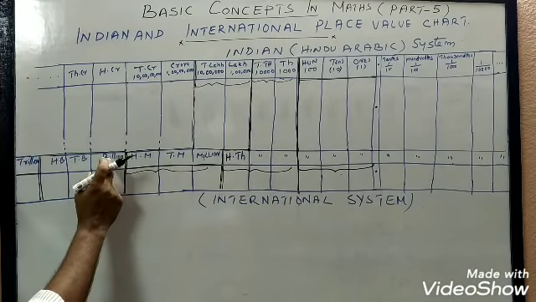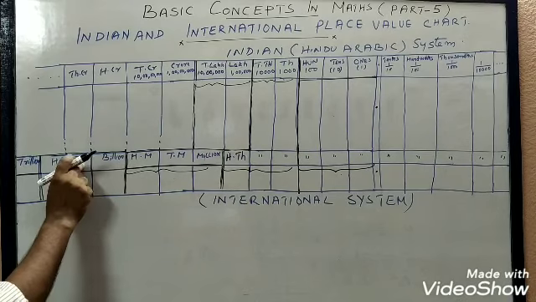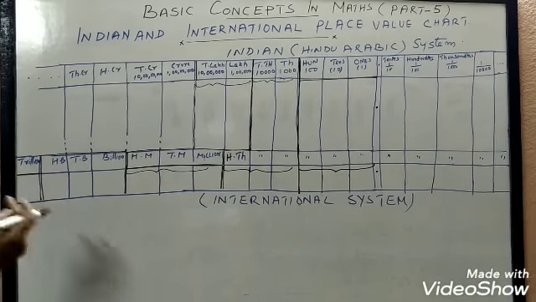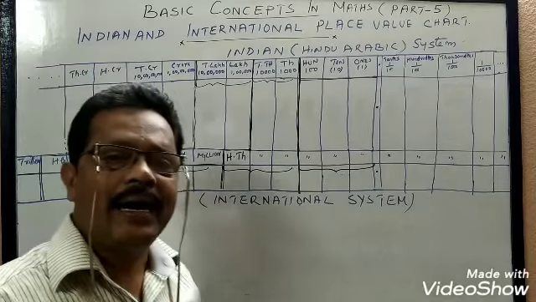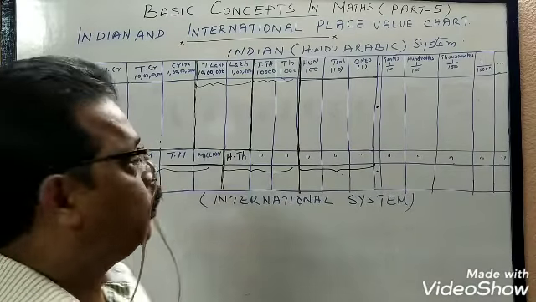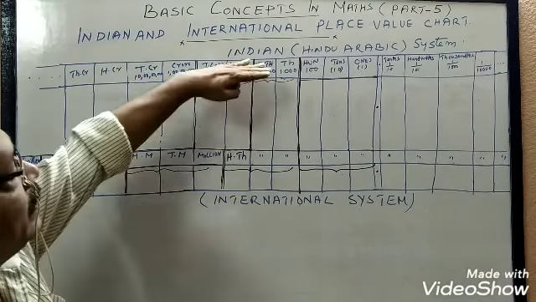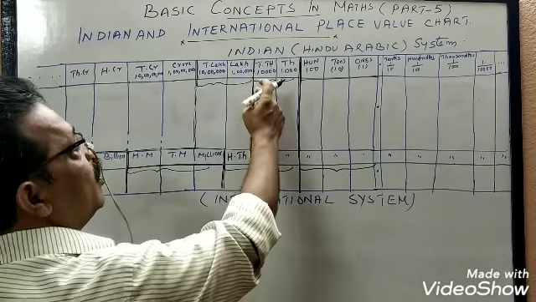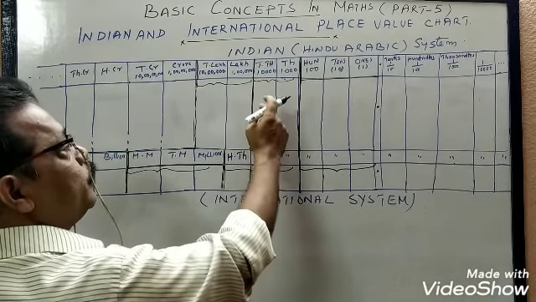And the next is billion. B we write for billion. Billion, 10 billion, 100 billion. Now here it comes trillion, 10 trillion, 100 trillion, and so on. So we can compare using the same place value chart. We can compare the places in the two systems.